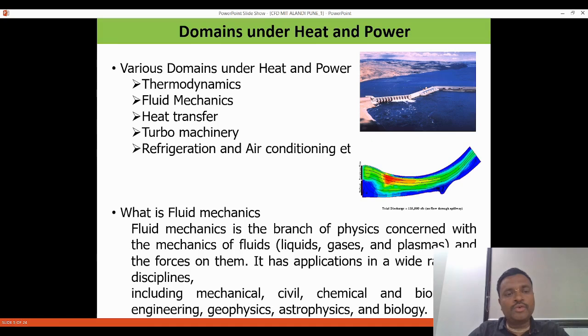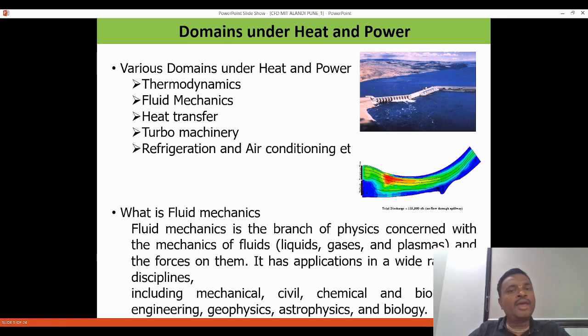There are various courses you have already learned in previous semesters, such as thermodynamics in second year, fluid mechanics in second year, heat transfer and turbo machinery in third year, and RAC which you are studying now. Apart from these, there are many other domains like cryogenic engineering and gas power cycles. There are many domains of heat and power where we can use CFD very well. Now first understand what is fluid mechanics.